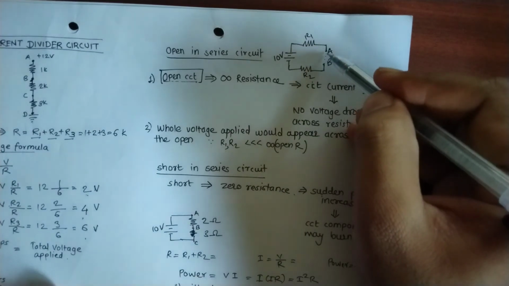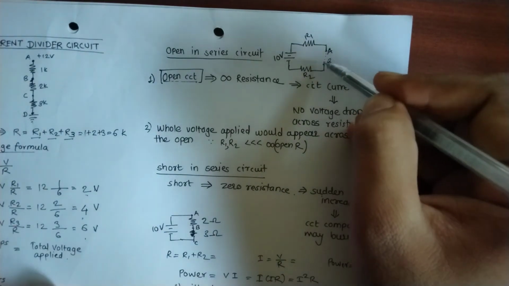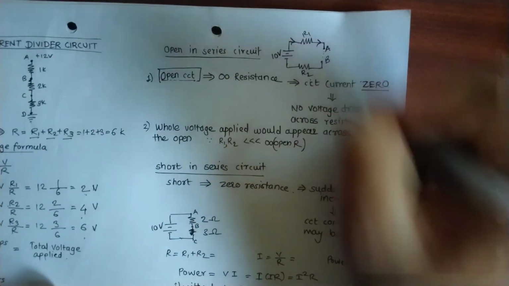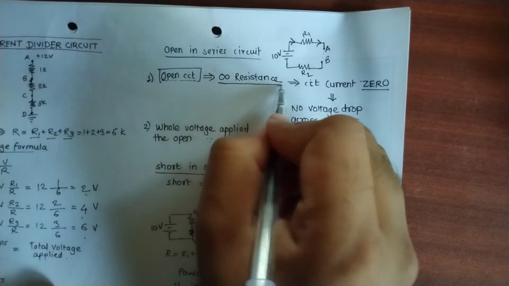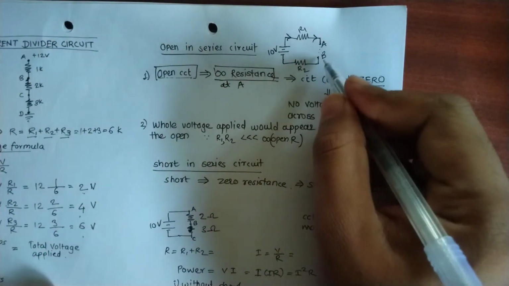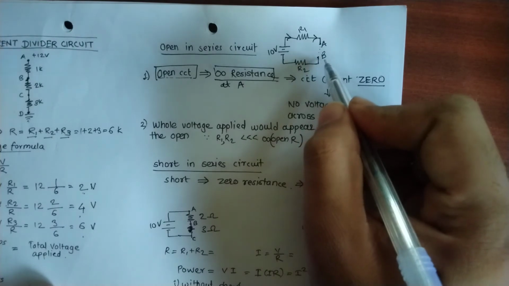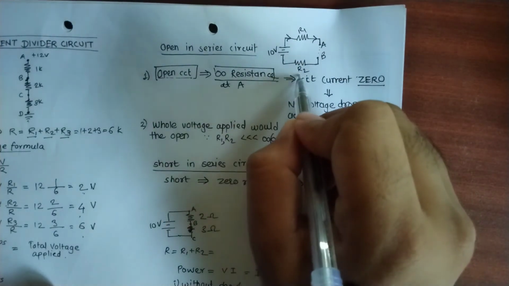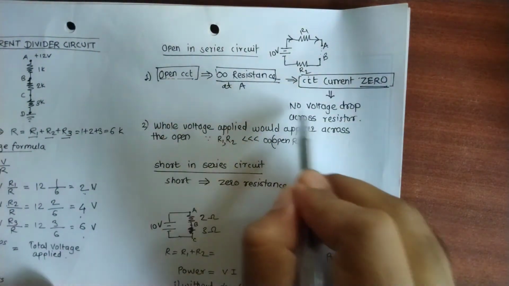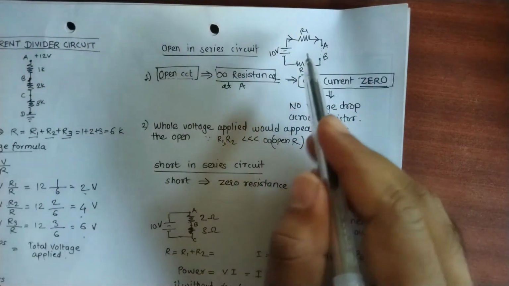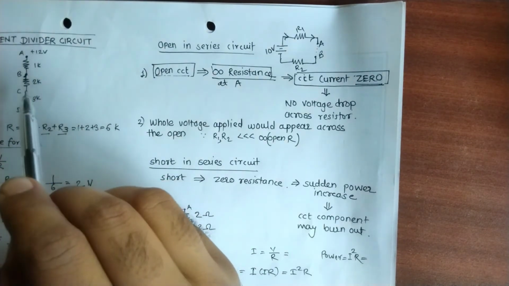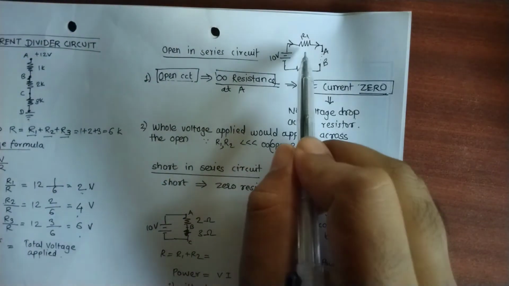What an open circuit suggests is that current is not flowing after this point A. Let's say current is flowing in this direction and it stops at this point. So we can say that there is infinite resistance at A, right? Similarly with B. So the circuit current here is 0, right? So there is no voltage drop across the resistors. As we have seen earlier, resistors in the circuit show a voltage drop, but it is not showing in this case.